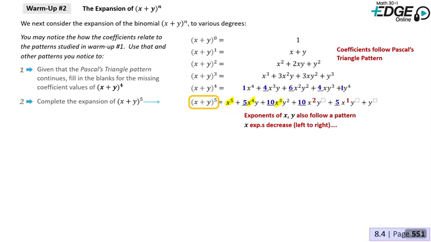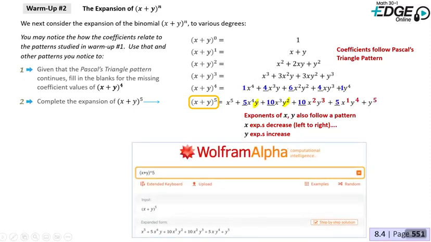At the same time, our y values are going up by 1 in terms of the exponent. So in our first term, we don't have a factor of y, and then we go y to the 1, y to the 2, and no big surprise, y to the 3, y to the 4, and y to the 5.